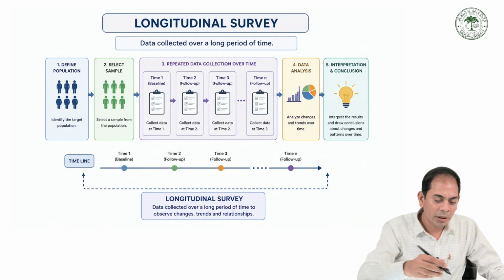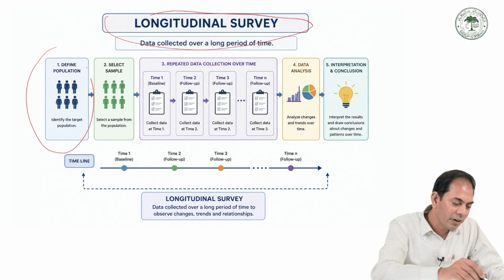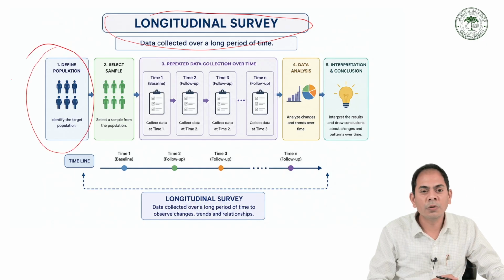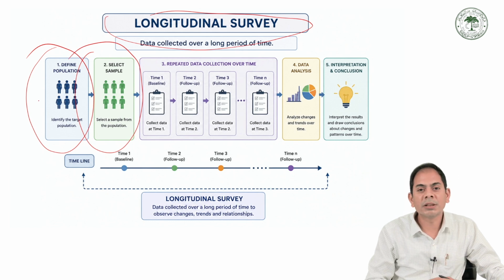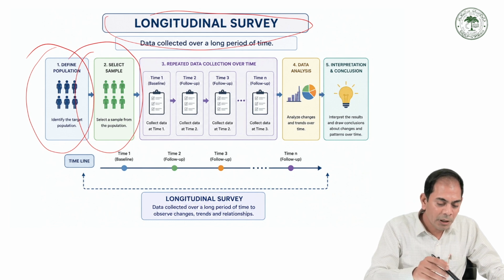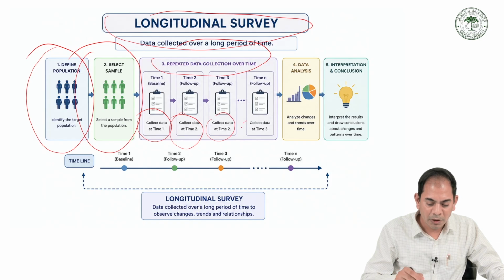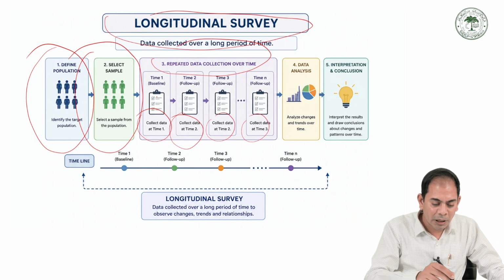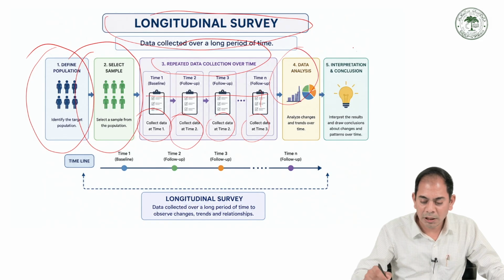Here the flow chart shows this. First we define the population in which we go for the survey study, and then we collect the appropriate sample from our target population, and we repeat data collection over time. First time, second time, third time, fourth time, we find out the trend, and after the fourth time we go for the data analysis and interpretation.